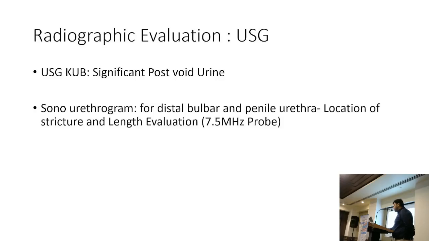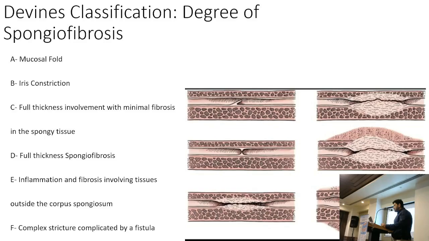On radiographic evaluation, on USG KUB we can look for significant post-void urine, and the sonourethrogram is done by a 7.5 megahertz probe, and it generally evaluates the distal bulbar and penile urethra. The location of the stricture and the length of the stricture can be evaluated on USG.